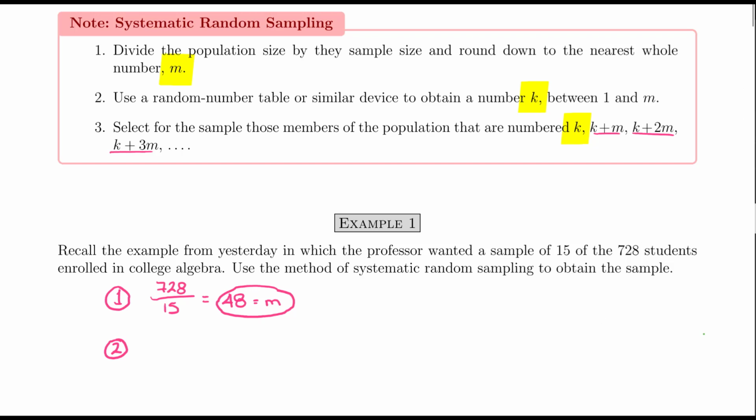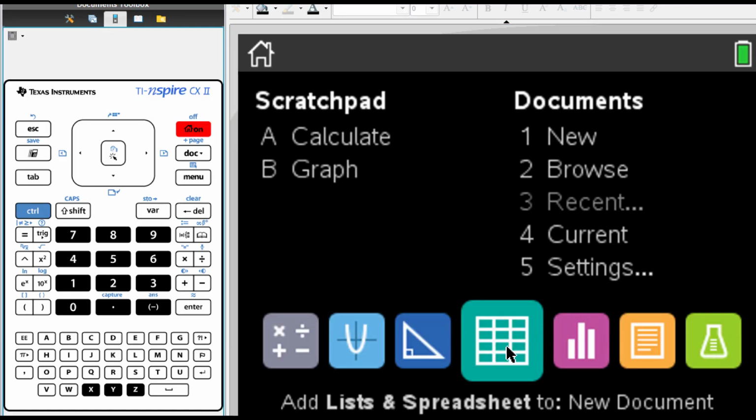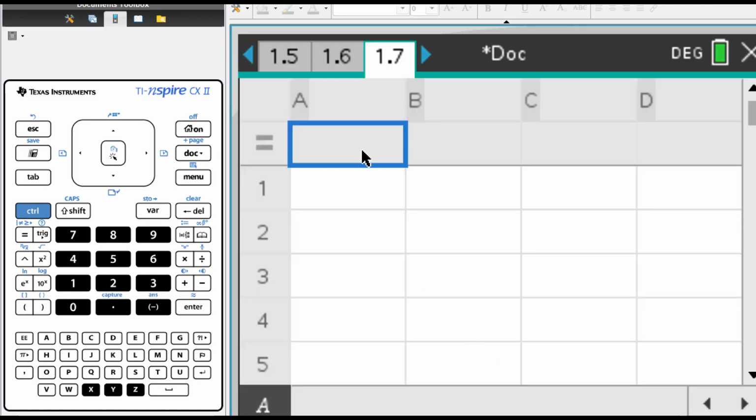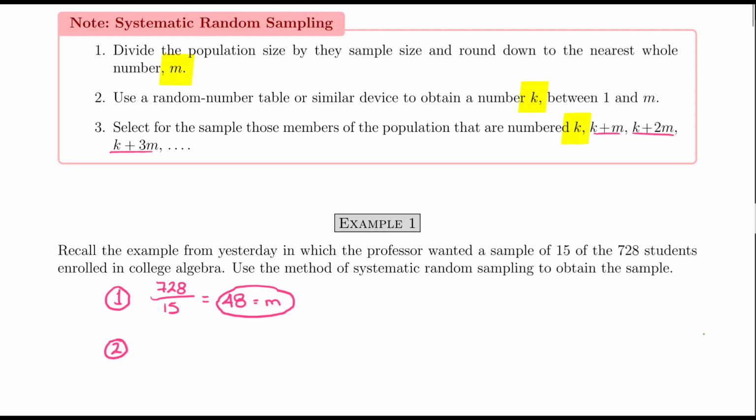So if we go to our calculator, let's see, we type in RANDINT, and we put 1 comma 48. That's our lower bound and our upper bound, and we put another comma, and we only want one number, so we get the number 35. So then we go back to our steps here. So step 2, we get K is equal to 35.